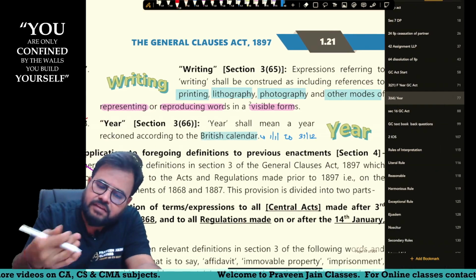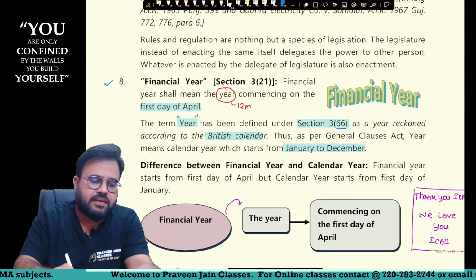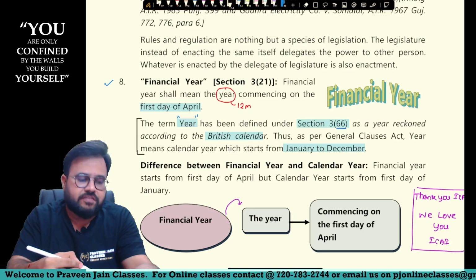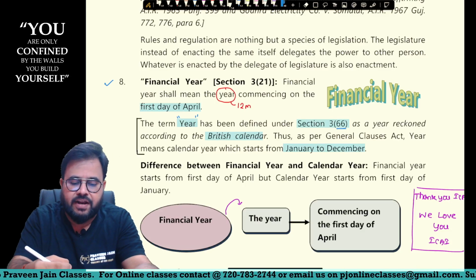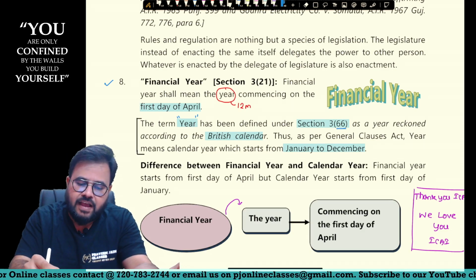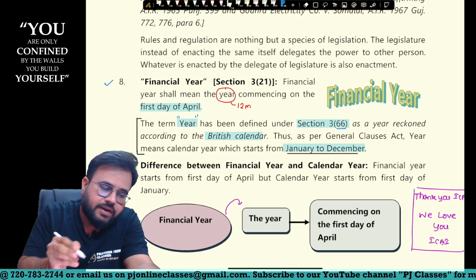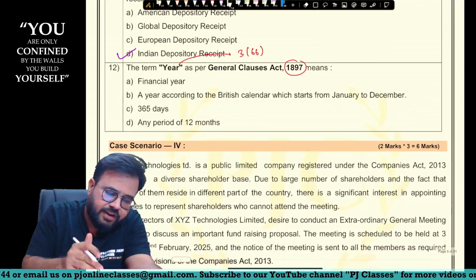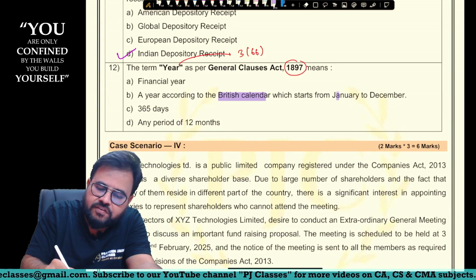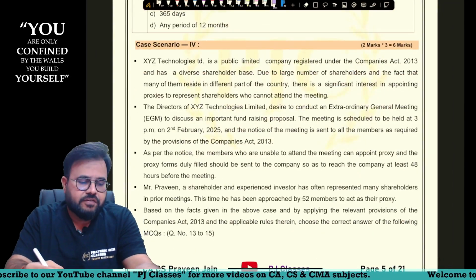If you still have any doubts, sir, in our textbook they have defined only financial year, but here they have gone one step ahead and also defined what a year is. The term year has been defined under section 3 clause 66 as a year reckoned according to the British calendar. Thus, as per the General Clauses Act, year means calendar year which starts from January to December every year, sir. So B is the right option, sir. Now again we have scenario 4, sir.